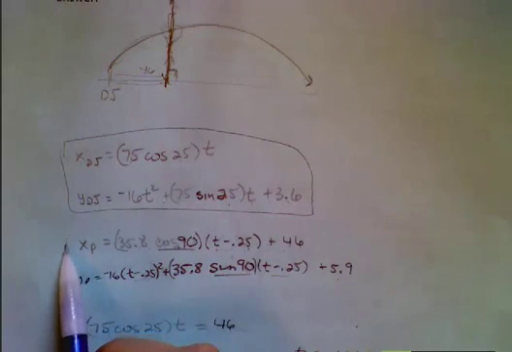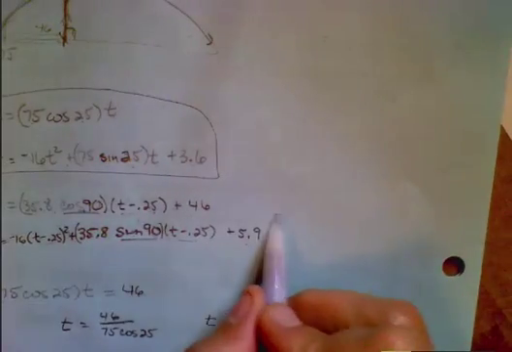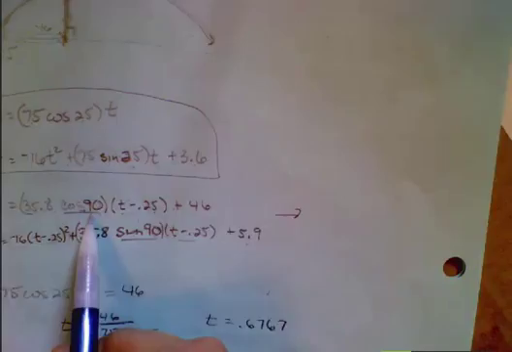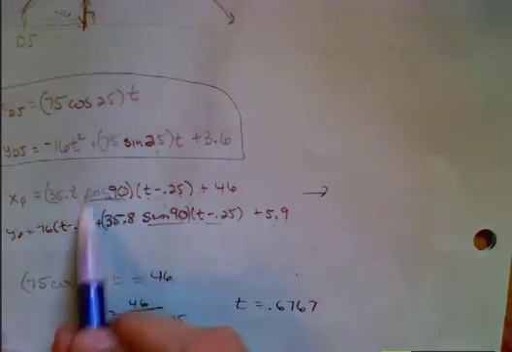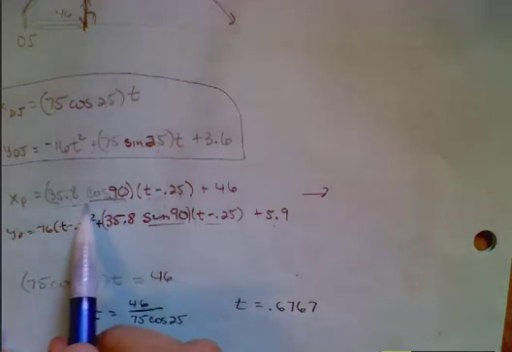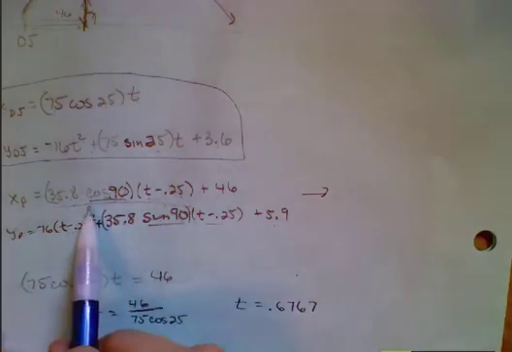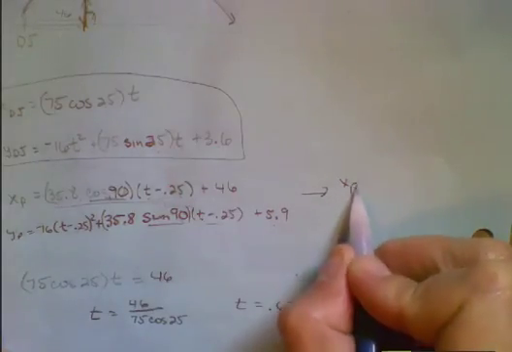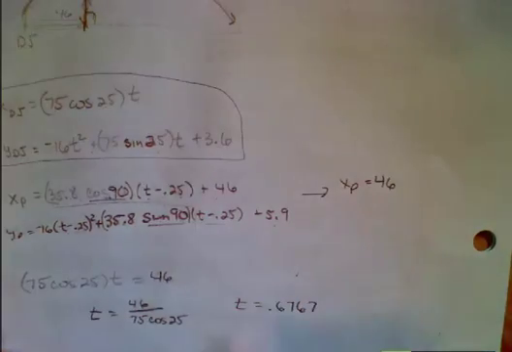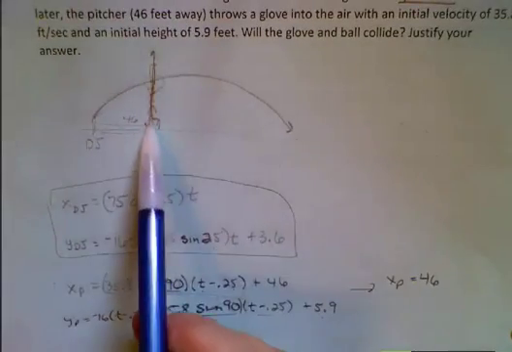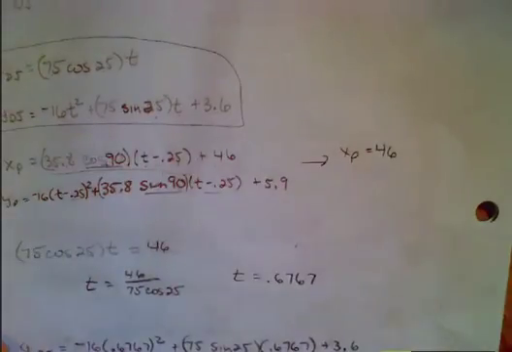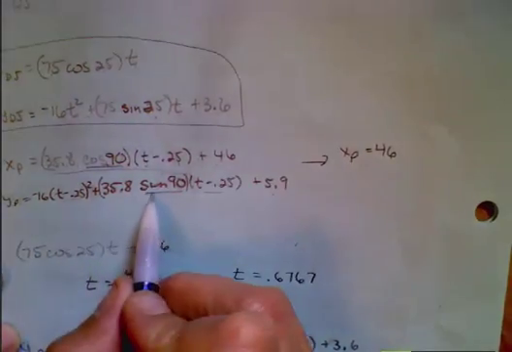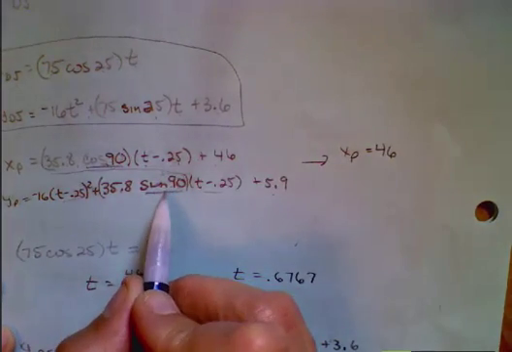Now to simplify this one a little bit, we know the cosine of 90 degrees, which is the x value at 90 degrees, is 0. So this whole piece goes away. I could simplify this by saying x sub p equals 46, which makes sense. The x value is going to stay the same, 46, because you're throwing it straight up. Same with this one. The sine of 90 is 1.